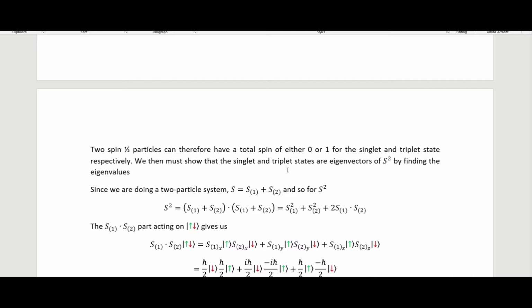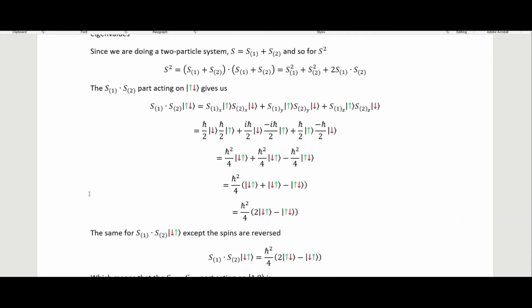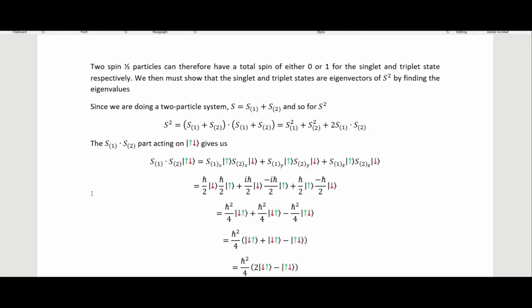We then must show that the singlet and triplet states are eigenvectors of the S squared by finding the eigenvalues. And so this is the part where there's just a lot of bookkeeping. What I mean by that is these up and down arrows. I've color coded them, where up arrows are all in green, down arrows are all in red. And so it's just a lot of that kind of bookkeeping. So we have this here. This is our S squared, because we're doing S on both different particles. So we have to FOIL this out here, and we end up with this.